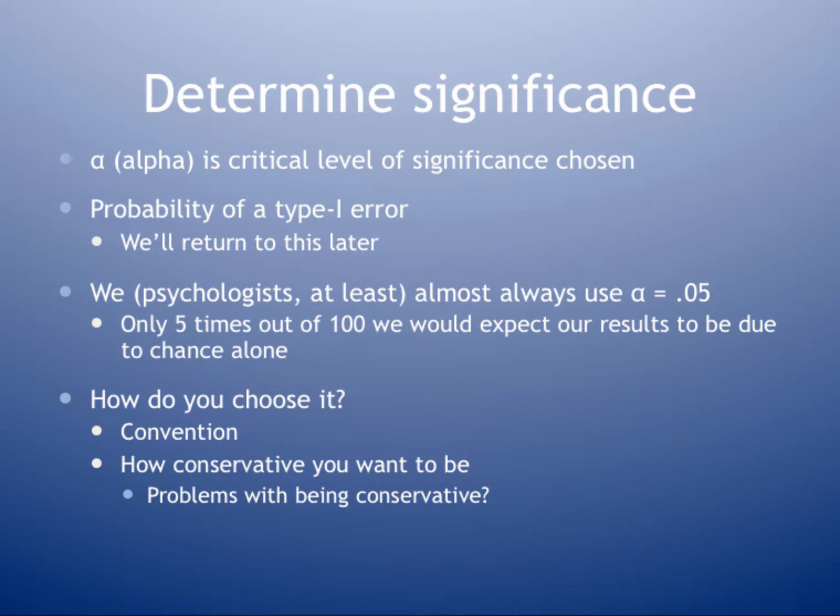Now, you can be more conservative and go down to 0.01 if you want, but that would only be if you really wanted to make sure there was an even lower chance of an error, or 0.001. Those we don't do a whole lot in psychology for reasons you can ask me about if you want.